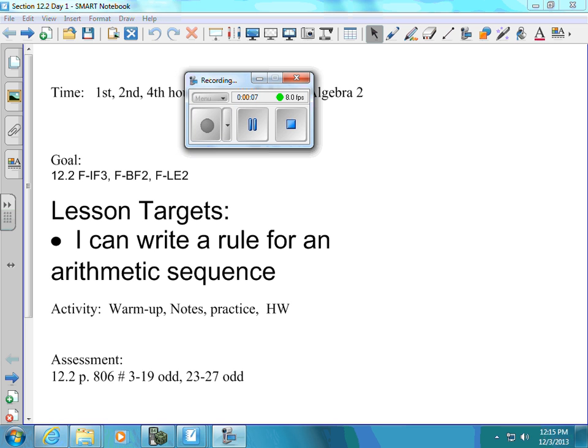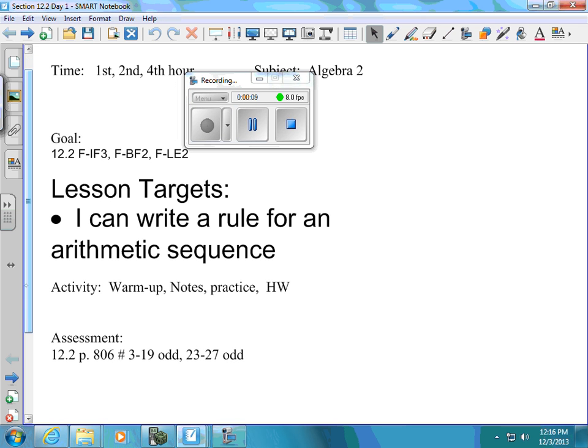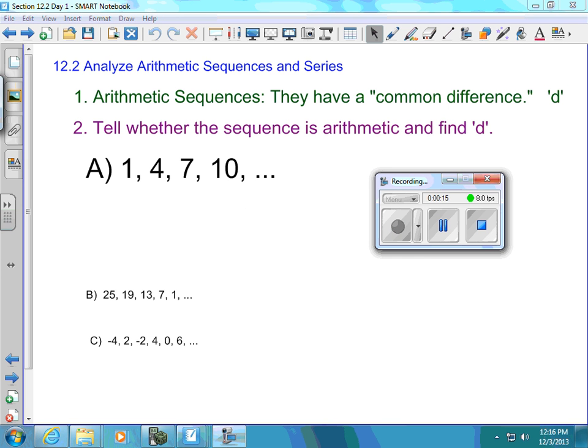We're going to start in section 12.2. The target for today is writing a rule for an arithmetic sequence. Arithmetic rules have a common difference. We call it d. So the first thing we're going to do is decide whether a sequence is arithmetic or not.